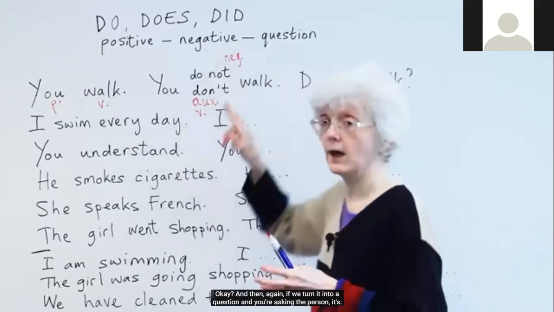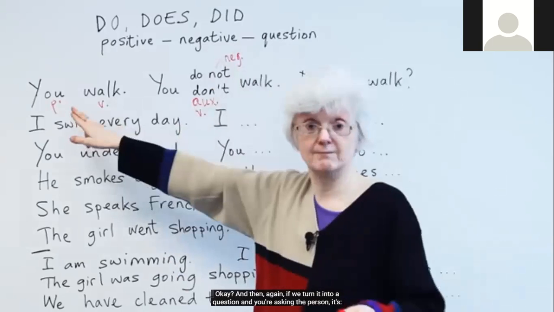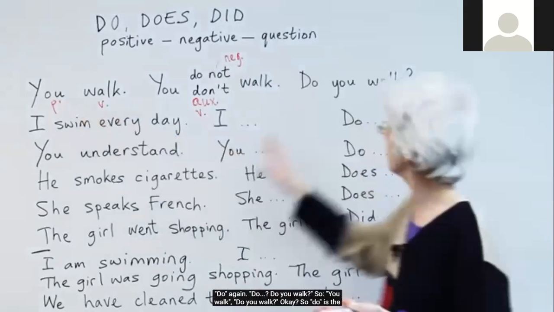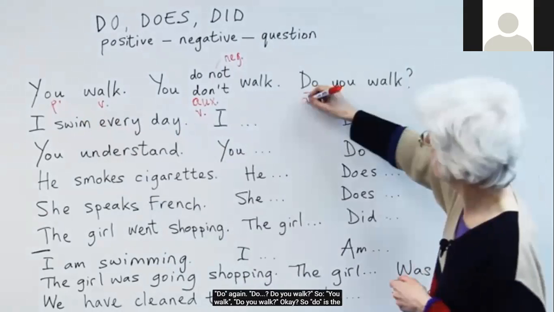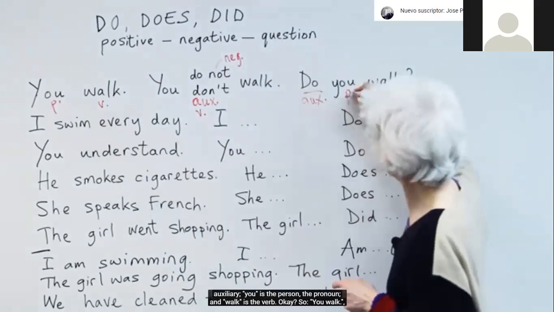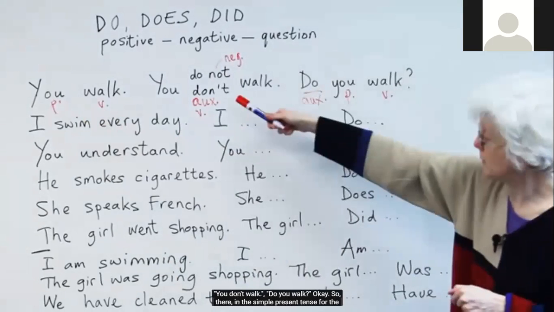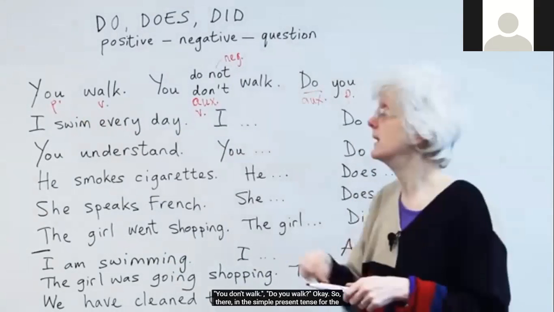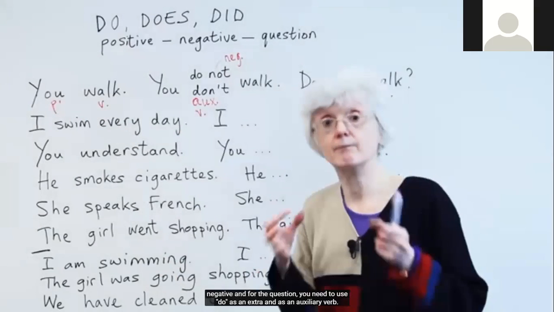Okay. And then again, if we turn it into a question and you're asking the person, it's: do you walk? Do is the auxiliary, you is the person, the pronoun, and walk is the verb. So you walk, you don't walk, do you walk? For the negative and for the question, you need to use do as an extra, as an auxiliary verb.